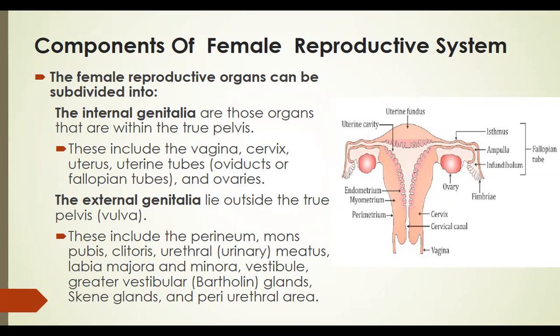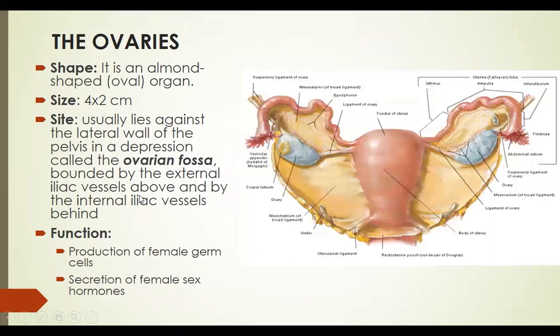Okay, as you see, this is the vagina part, and this is the cervix, this is the uterus, these are the fallopian tubes. Then we have the main primary organ, that is the ovary. Then external genitalia includes the perineum, the mons pubis, clitoris, the urethral meatus, labia majora, minora, vestibule, the greater vestibular glands, the Skene's glands, as well as the periurethral area. All these are part of the external genitalia. So broadly, we divide it into internal genitalia as well as the external genitalia. First, we will see the internal genitalia. Later, we will discuss the external genitalia.